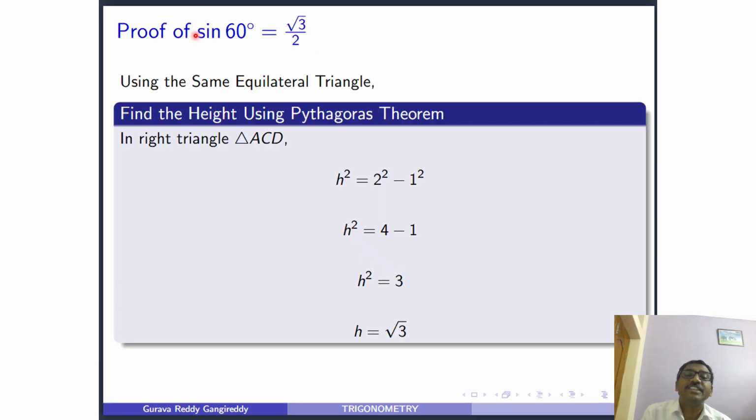Proof of sin 60 degrees is equal to root 3 by 2. Using the same equilateral triangle, find the height using Pythagoras theorem. In right triangle ACD, h square equal to 2 square minus 1 square, h square equal to 4 minus 1, h square equal to 3, h equal to root 3.